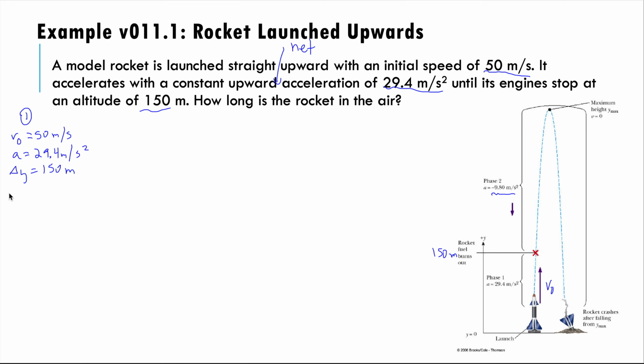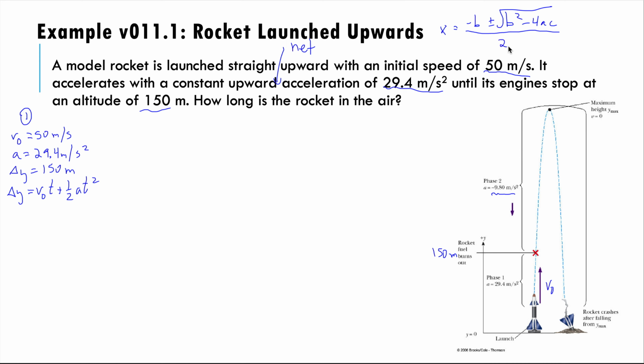Hopefully you found this equation: delta y equals v initial times time plus 1/2 a t squared. Now we have to solve for time. We will have to use the quadratic formula. I can write it on the side here: your variable, whether it's x or t, equals negative b plus or minus the square root of b squared minus 4ac, over 2a.